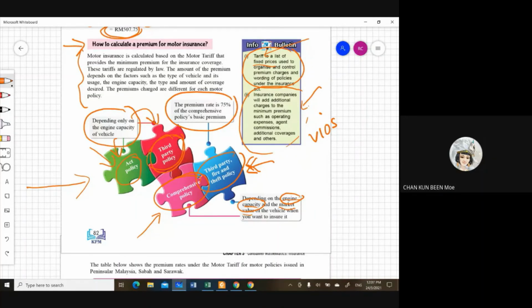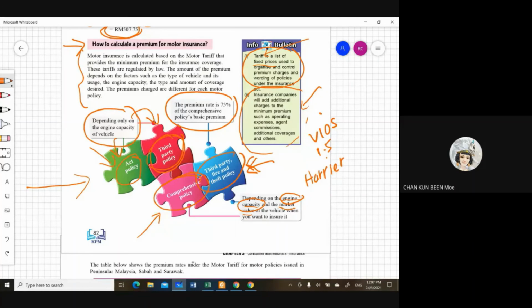Vios, the engine capacity is 1.5. I'm sure your father has a better car. For example, if you go for Honda City or Mercedes or Camry, or maybe you have a Fortuner or Harrier. So does anybody have a Harrier, for example?